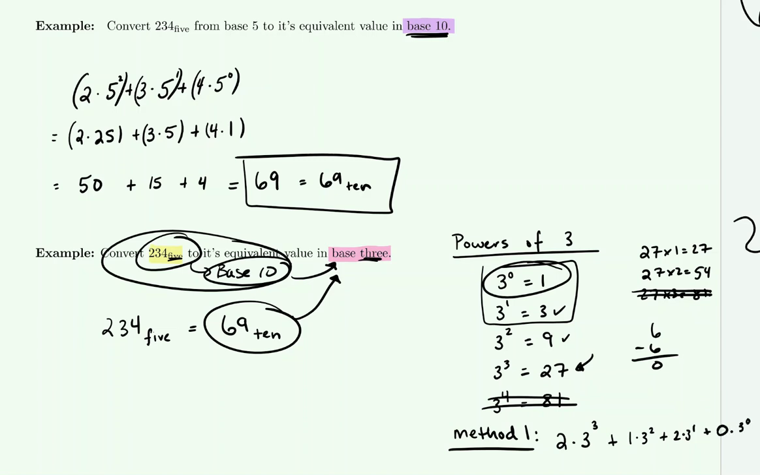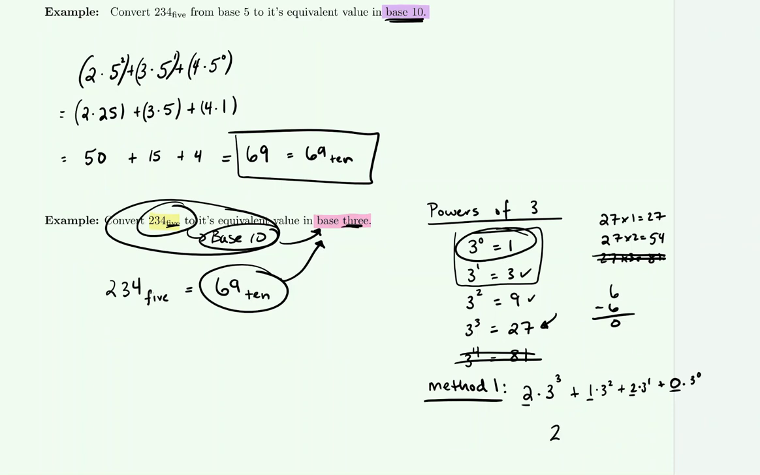And then remember, the final step of this method is just to write it as a positional number. So this would be 2120, remembering that it's now in base 3. Okay. So that's method 1 of going from a base 10 to a non-normal base.